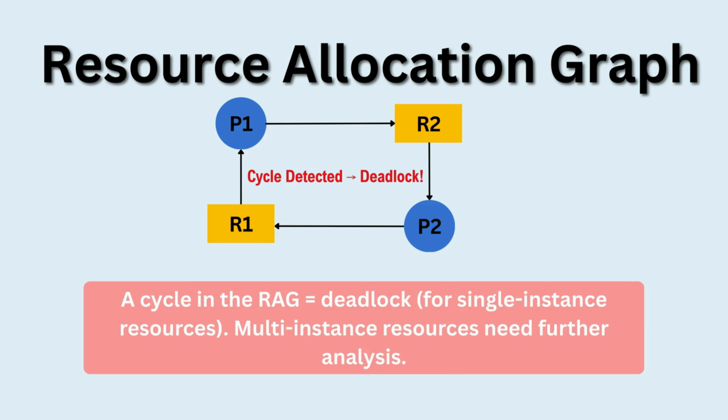For multi-instance resources, a cycle is necessary but not sufficient. You would need to do further analysis to confirm if a deadlock has occurred or not, but for a single instance, a cycle is all you need to confirm deadlock.